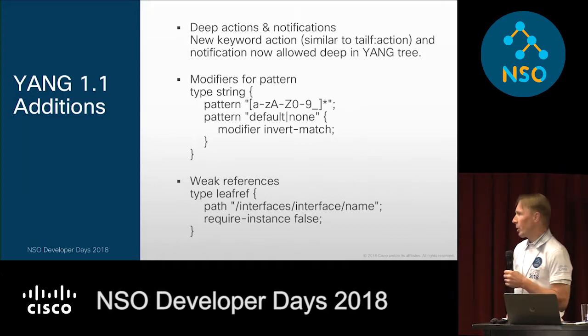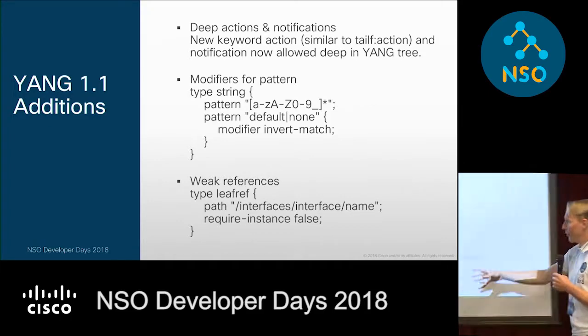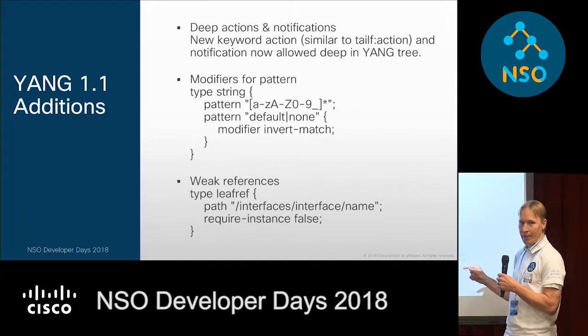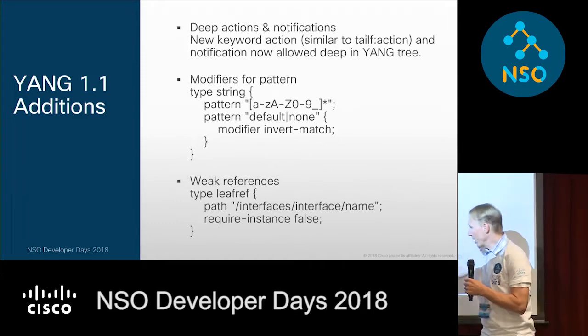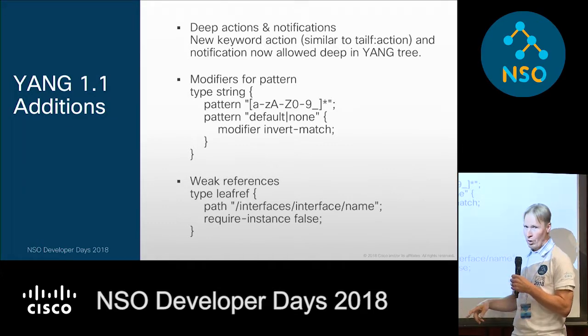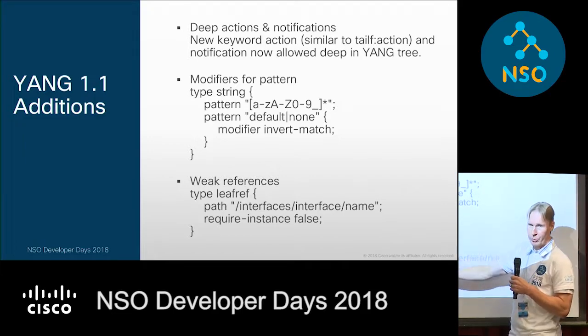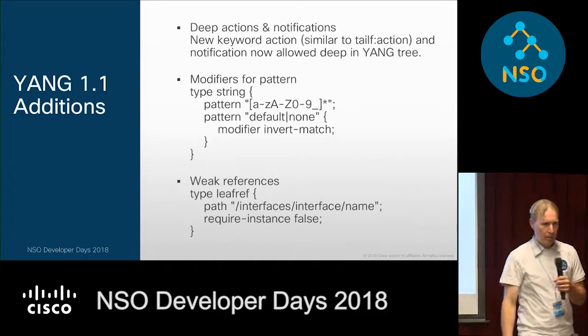And there's something we call weak references. You can have leafrefs that point to something that may not exist, so you set require-instance false. One of the things that OpenConfig does a lot is they use this, but in Yang 1.0 modules, which doesn't really make sense.